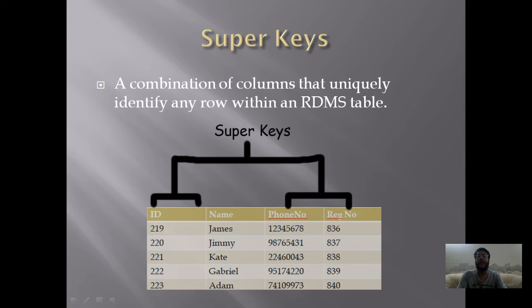Over here, as you can see, ID, the phone number, and the registration number are all the super keys. Why? Because these are uniquely identifying each column. Like ID, it is not same for more than one person. Similarly, phone number and registration number, these are not same for the two people, right? These are unique for all the people.